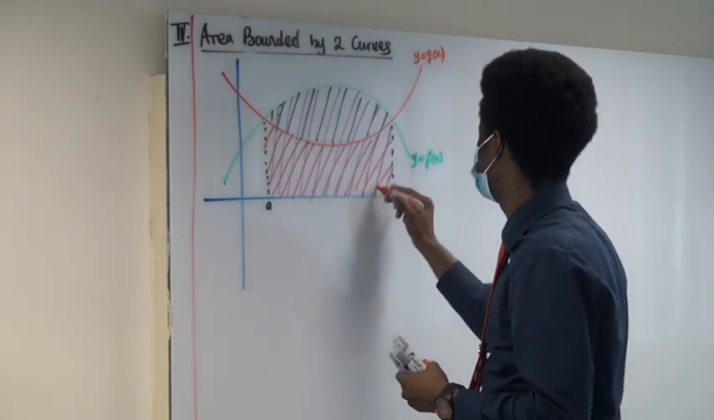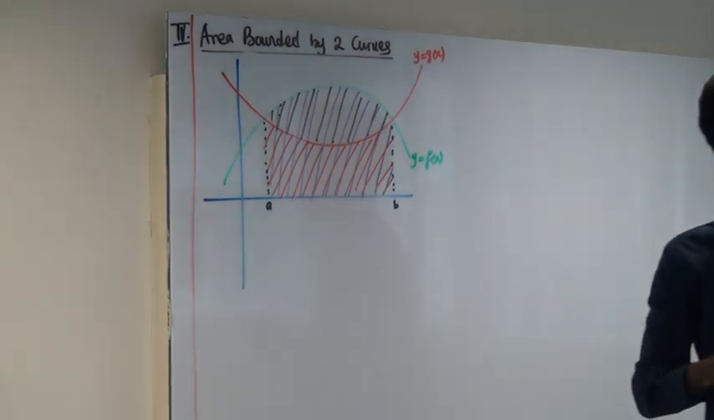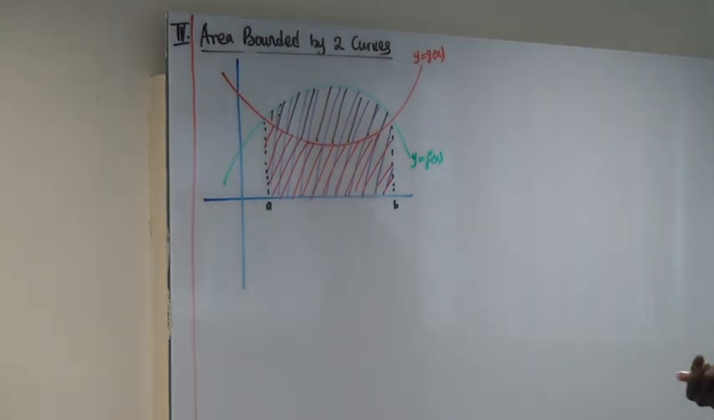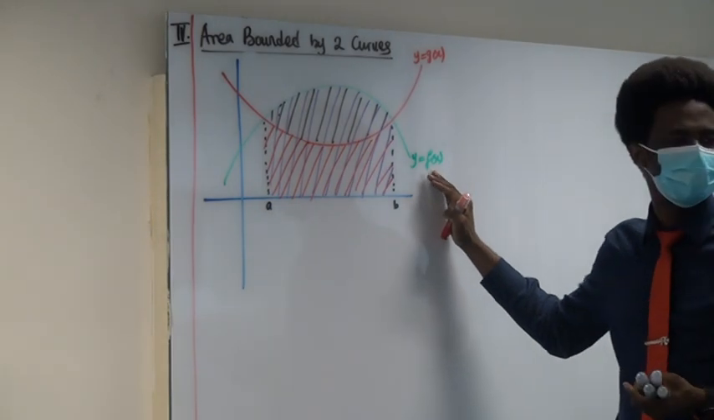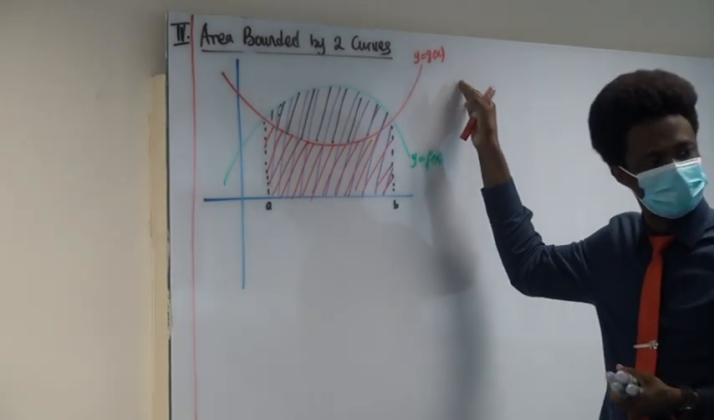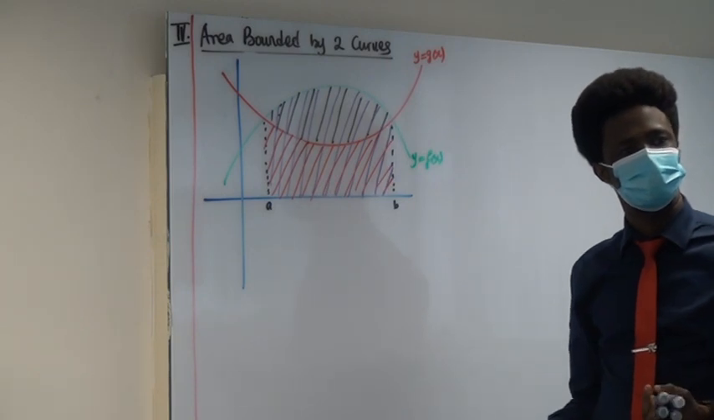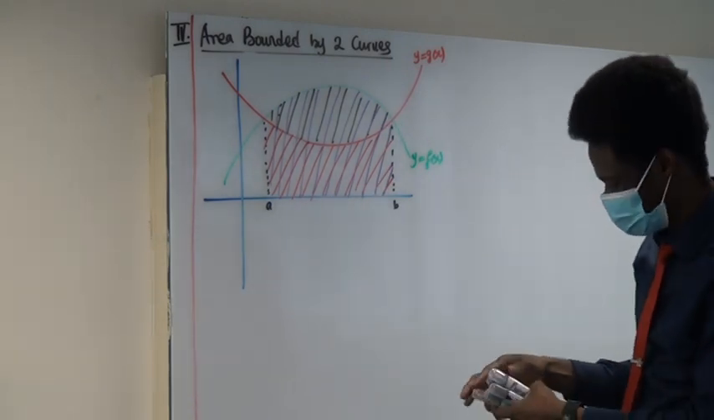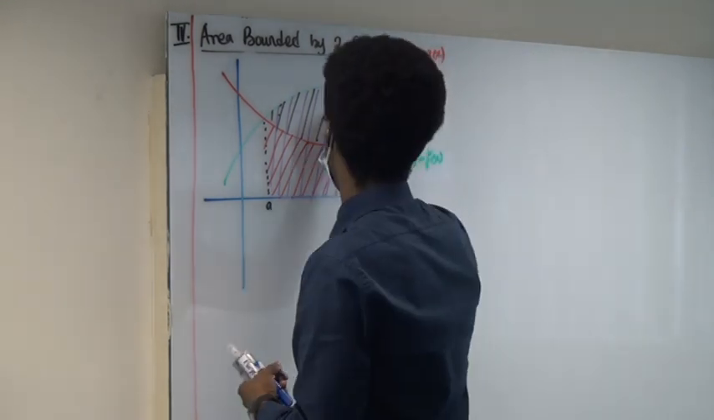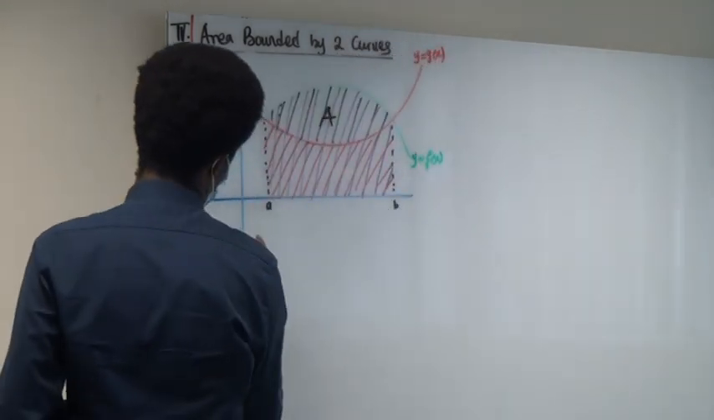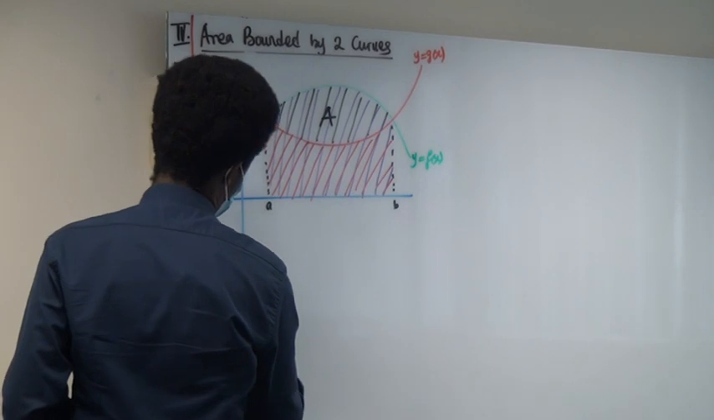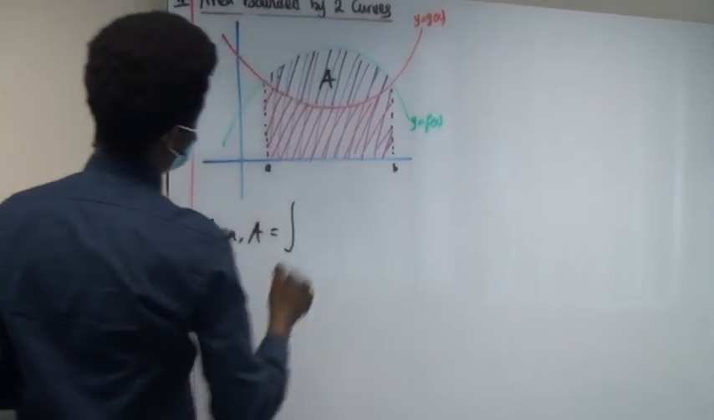This is the area under g. So, how do I find the area of the shaded region? Find the area below f, find the area below g, and do what? Subtract. Does that make sense? So, we can write this as follows. The area, this point A. Area A is the integral, yes, together.